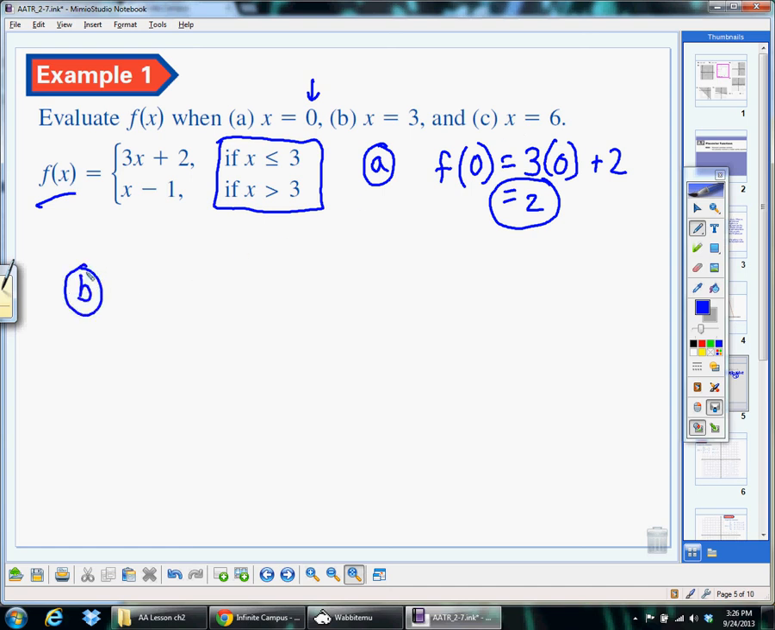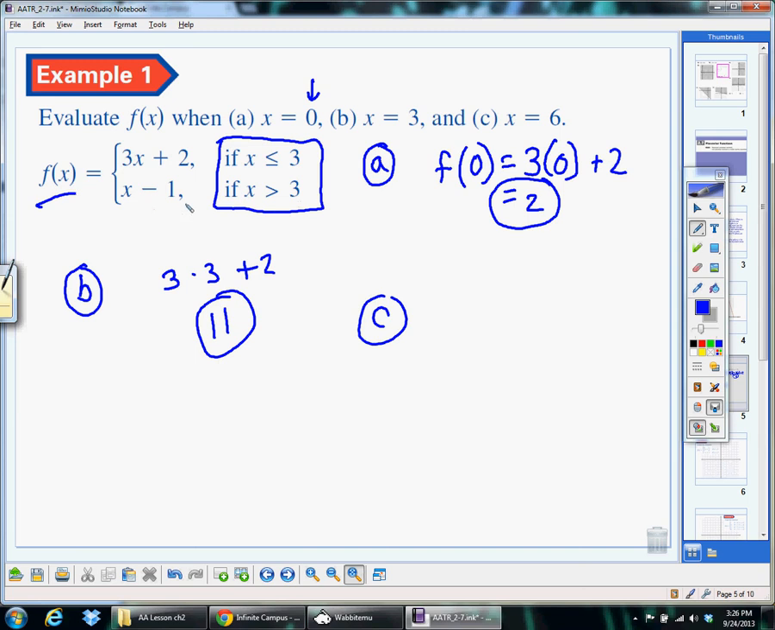B. Well, since 3 is less than or equal to 3, I still use the first function. So putting in 3, I get 3 times 3 plus 2, 9 plus 2, 11. It's 11. Pretty simple. And part C, this is now the time we jump to the bottom function due to 6 being bigger than 3.